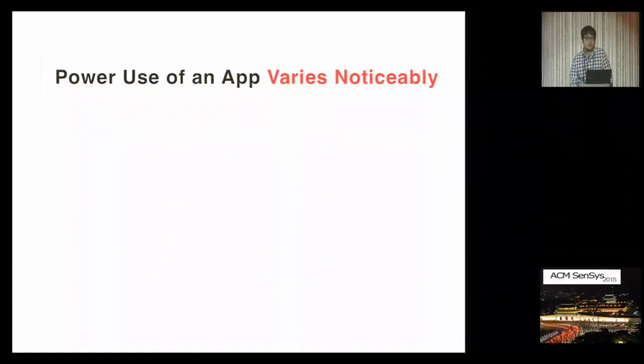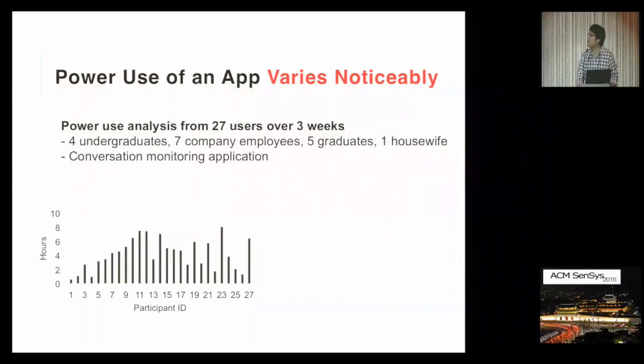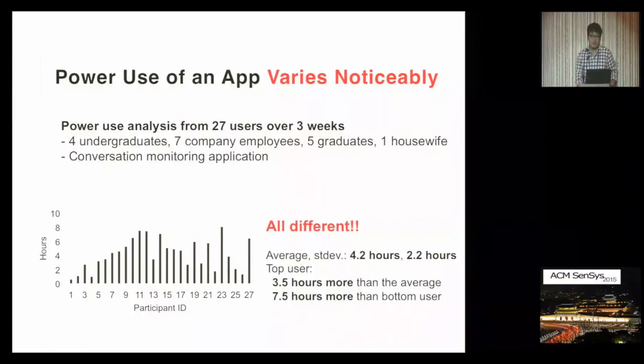We found that one of the most important reasons is that, even for the same sensing application, its power use varies largely from person to person. To quantify the difference in real life, we developed a conversation monitoring application, and we analyzed its power use from 27 users over 3 weeks. For the power metric, we measured how long the conversation monitoring module was performed. Surprisingly, its daily duration was quite different from person to person. The standard deviation was around 2 hours, and the top user activates it 3.5 hours more than the average user.